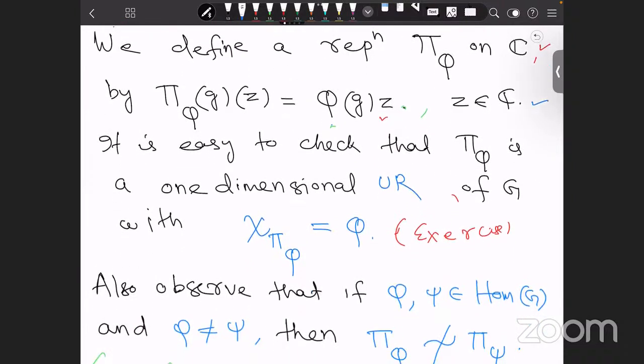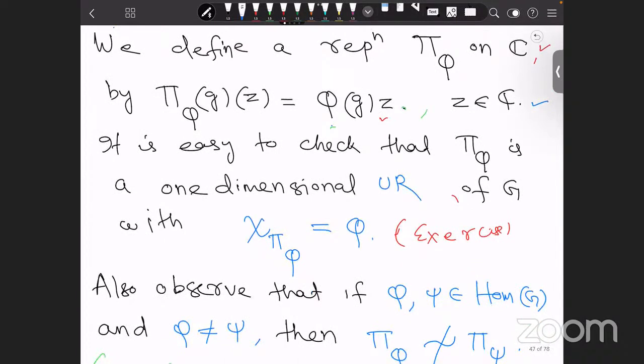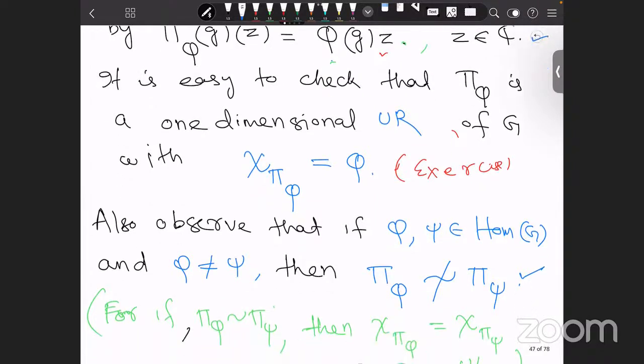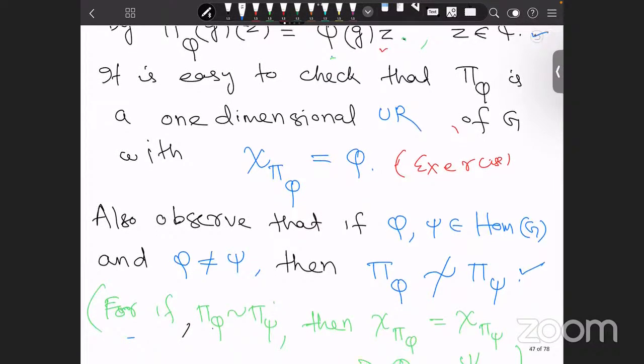Also observe that if phi and psi belong to Hom(G), and phi is not equal to psi, then pi_phi will not be equivalent to pi_psi. If phi and psi are different elements of Hom(G), then pi_phi will not be equivalent to pi_psi. Otherwise, what will happen? If pi_phi is equivalent to pi_psi, then chi_pi_phi is equal to chi_pi_psi.